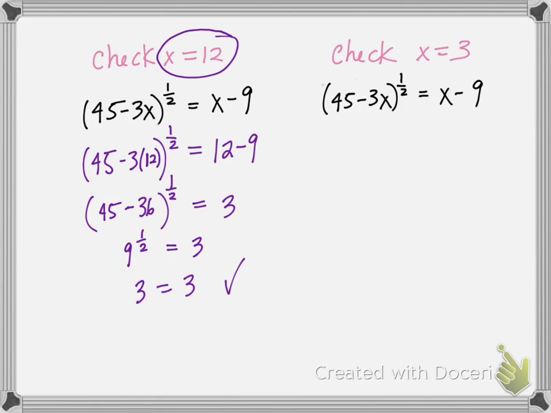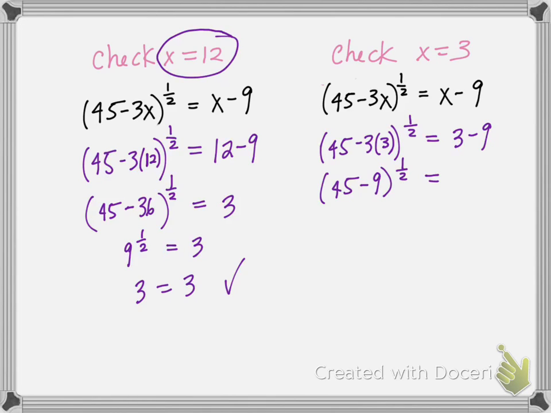Now let's check x equals 3. So (45 minus 3 times 3) to the 1/2 power, and that's equal to 3 minus 9. So this is 45, negative 3 times 3 is negative 9, and that's to the 1/2. And that's equal to 3 minus 9, which is negative 6. So if I subtract 45 and 9, I get 36 to the 1/2, and that's equal to negative 6. Remember, raising something to the 1/2 is the same thing as taking the square root of 36, which is just 6. And that is not equal to negative 6. So the only solution here is x equals 12.